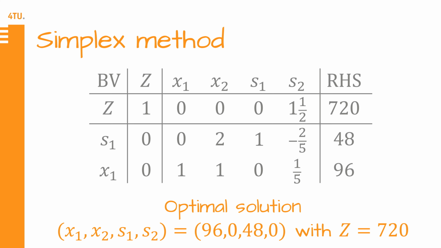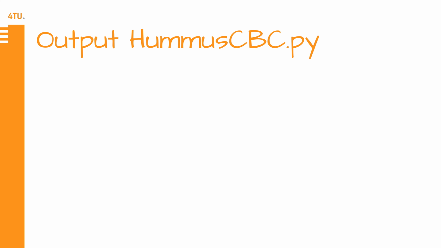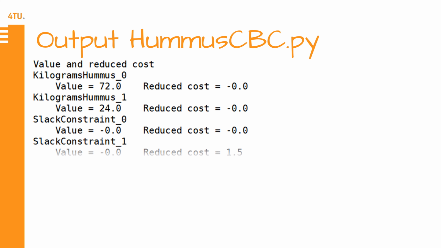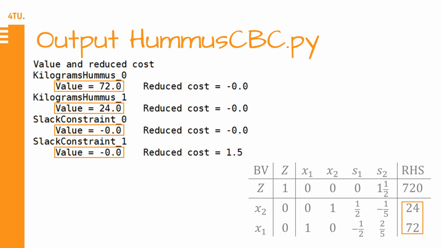We can also use Python to find another optimal basic feasible solution. If you run the Python file humuscbc, the value and reduced cost of both the decision and slack variables is given. The value represents the value of the decision and slack variables. In the final simplex tableau, the values of the basic variables are given in the right-hand side column, while the value of the non-basic variables, in this case both slack variables, is 0.